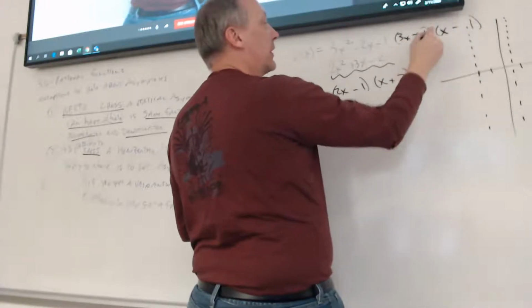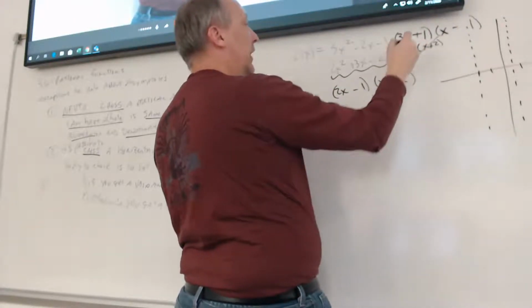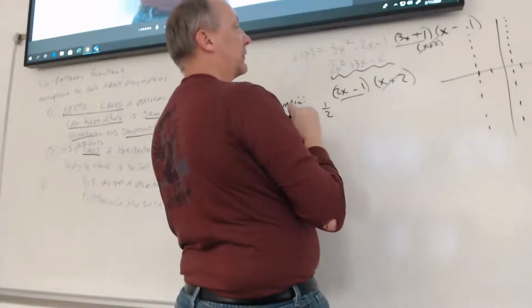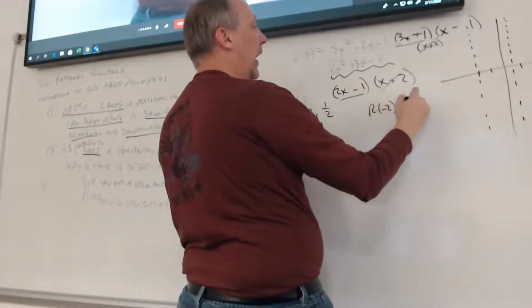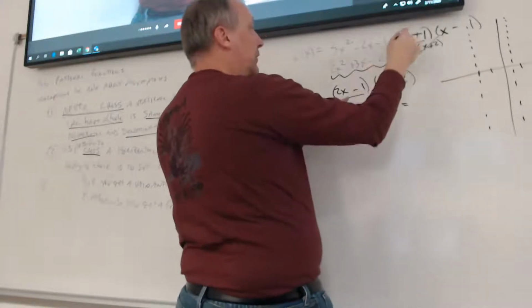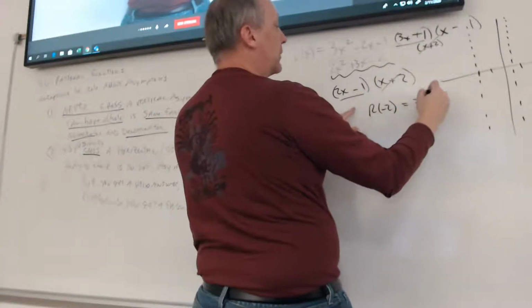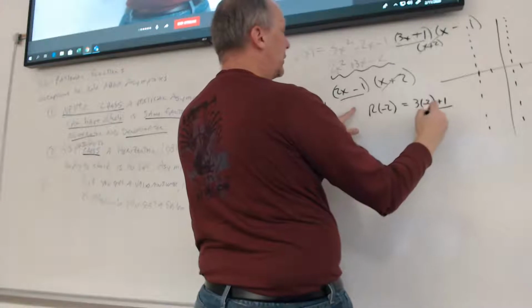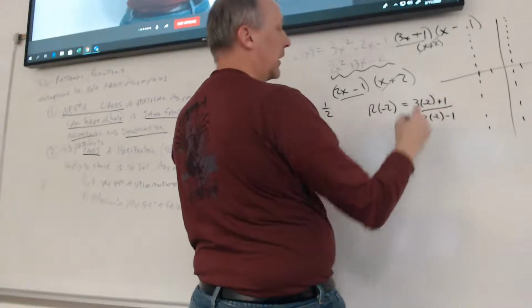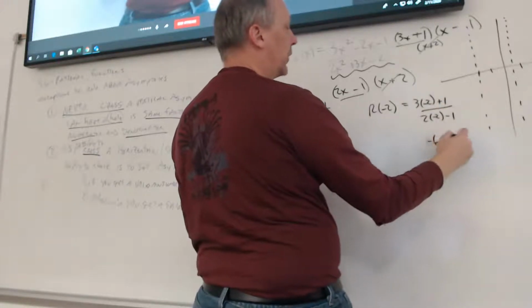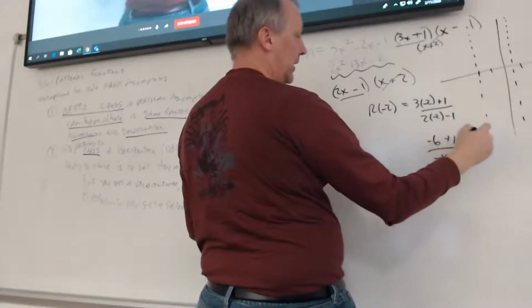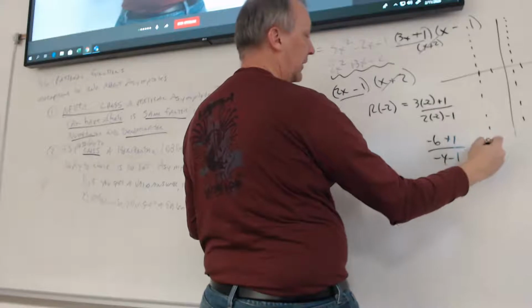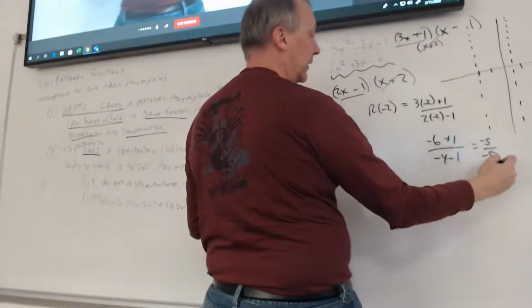Okay, so the easiest thing to do, let's pretend this factors into these two. We're going to ignore that for a minute. I would cancel those, and I would be left with this over this. So I would find r of negative 2. Let's just do it really quick: 3 times negative 2 plus 1 over 2 times negative 2 minus 1. So that would be negative 6 plus 1 over negative 4 minus 1, and so that would be negative 5 over negative 5, which equals 1.